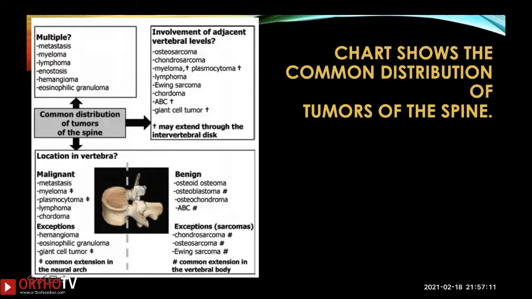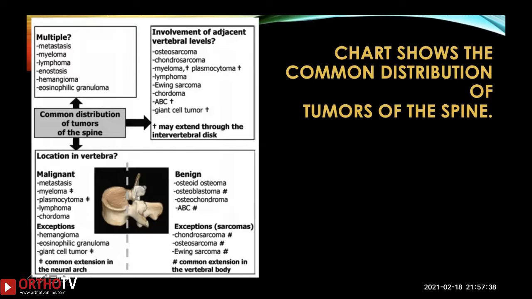If you look at the location of these tumors I just spoke about, if you divide the body into two parts, the anterior part is the vertebral body, where you most commonly see a malignant tumor, and that could be metastasis. It could be a myeloma, plasmacytoma, lymphoma, or chordoma. Exceptions which are most common are the hemangioma or maybe a giant cell tumor.